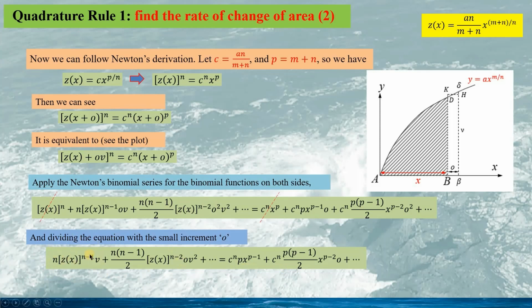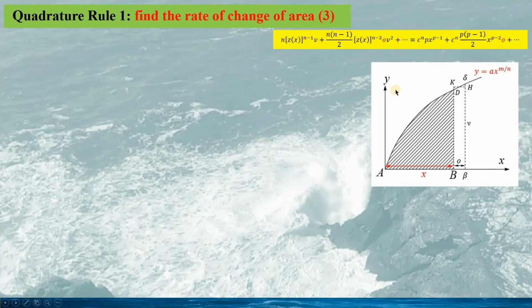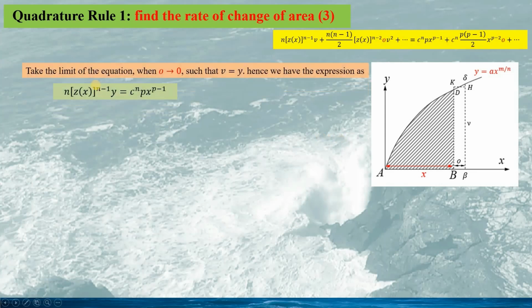Here, in this term there's no o, and in this term there's no o, and this term has one o, and this term. You can see o here and o here. So if we take the limit of the equation when o is close to 0, in such a case v would be equivalent to y. Hence we have the expression reduced to this, and we can obtain y given as this from this equation.